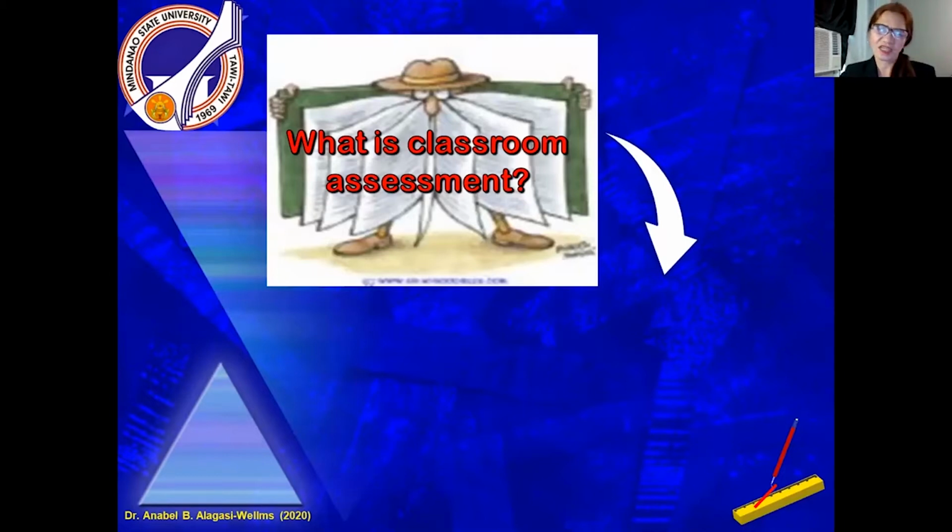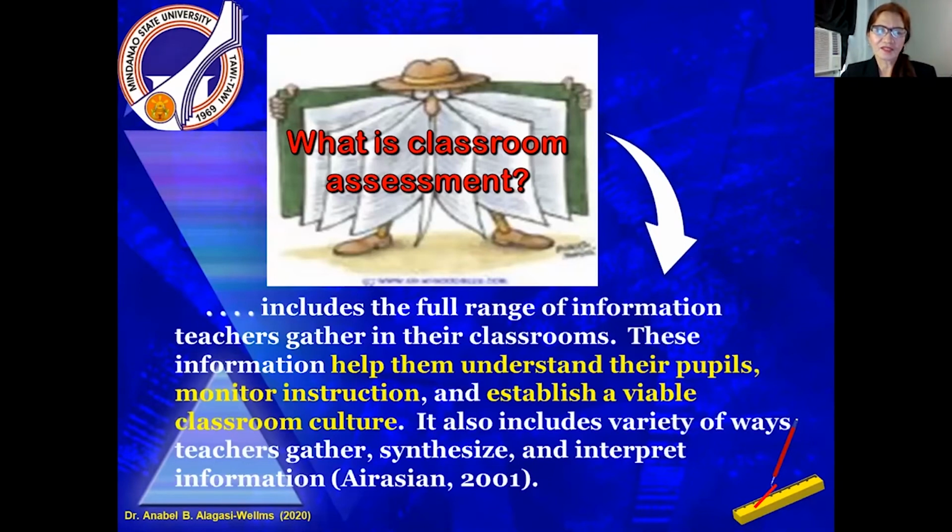So let's try to understand what is classroom assessment. Classroom assessment includes the full range of information teachers gather in their classrooms. This information helps them understand their pupils, monitor instruction, and establish a viable classroom culture. It also includes a variety of ways teachers gather, synthesize, and interpret information. That's according to Russian.